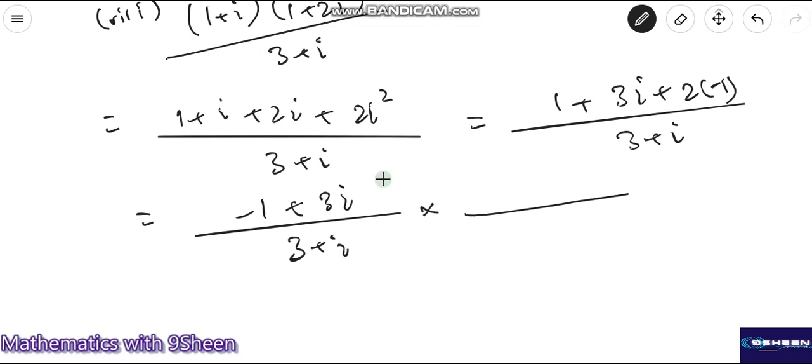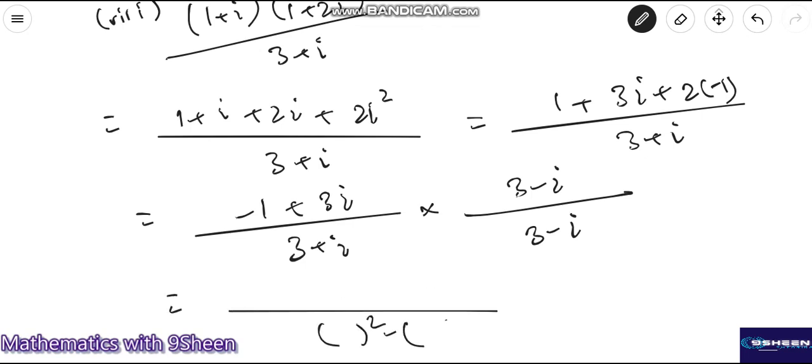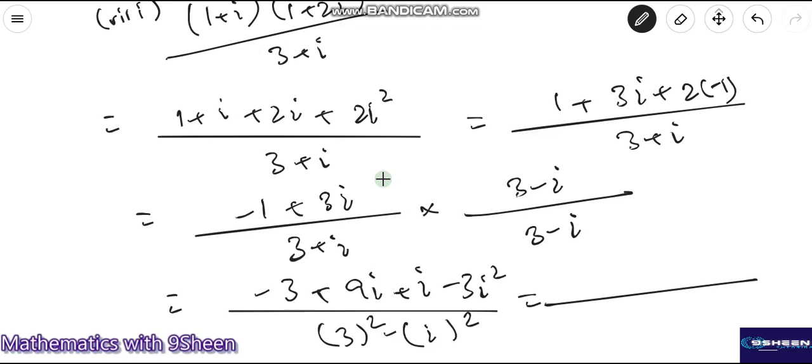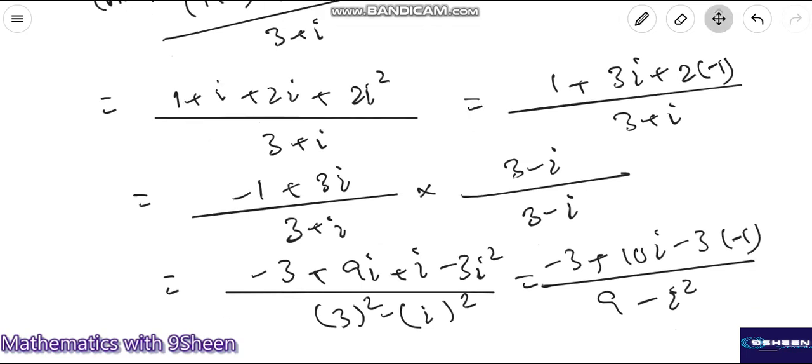Take the conjugate: 3 minus iota, 3 minus iota. Now it is the formula a square minus b square. It is 3 square, it is iota square. And now solve this. Minus 1 multiplied by 3, minus 3. And this 3 3 is 9 iota plus iota, and minus 3 iota square. It will be 3 3 is 9, minus iota square. Minus 3 plus 9 iota plus iota, 10 iota. Minus 3 iota square is equal to minus 1.